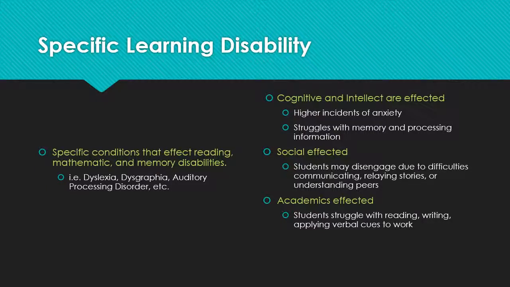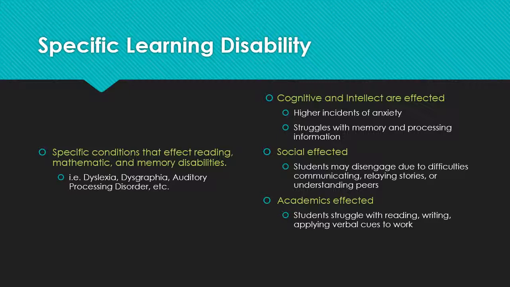So we're going to just go through each disability that's defined by IDEA. And so we're starting with specific learning disabilities, which can include dyslexia and auditory processing disorder. Things like this can really make it hard for a student to process information, which can affect their academics and the cognitive and intellectual abilities.